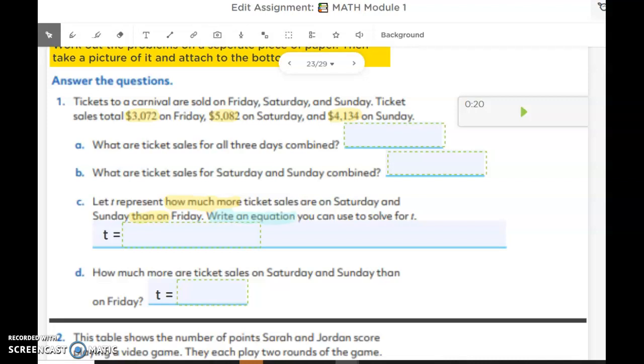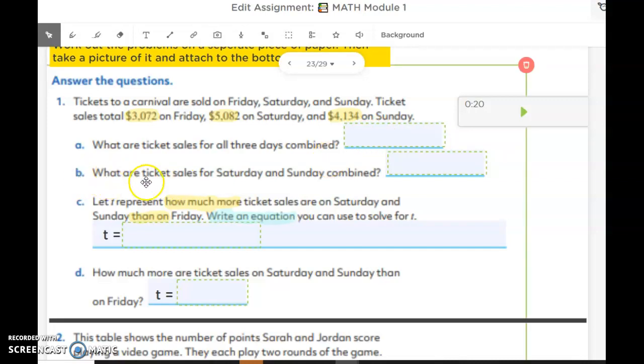All right, so number 1A says, what are ticket sales for all 3 days combined? Think about what that word combined is asking you to do. Add, subtract, multiply, or divide. There's a key word. If we look back, we can see Friday, Saturday, Sunday's amounts. Again, you're going to show me did you add these, did you subtract these? You're going to show me on a piece of paper how you did that. And then you're going to click here inside the box and type in your answer.